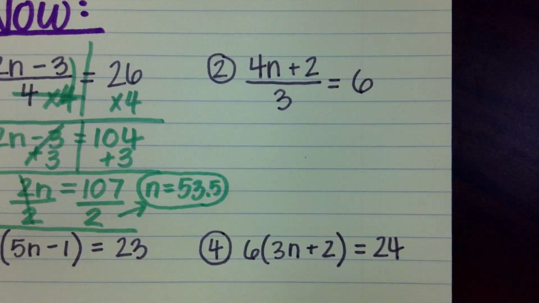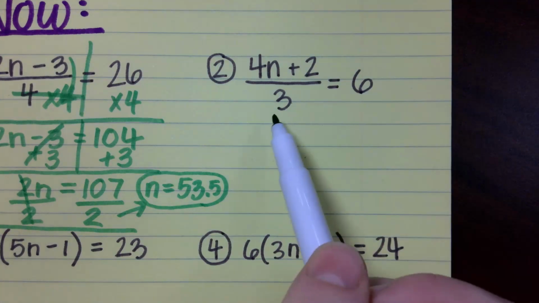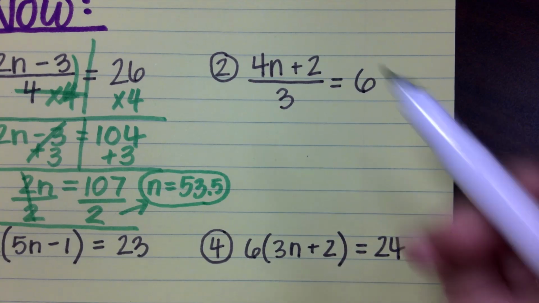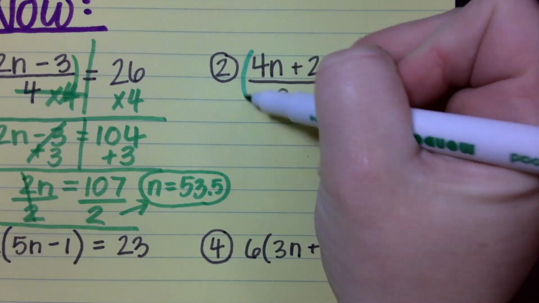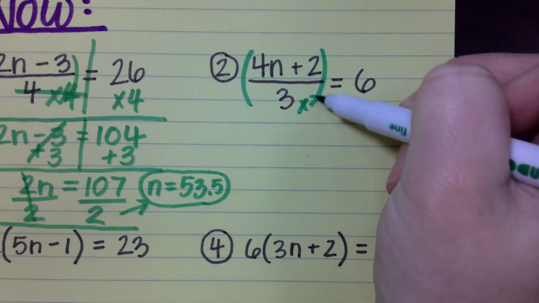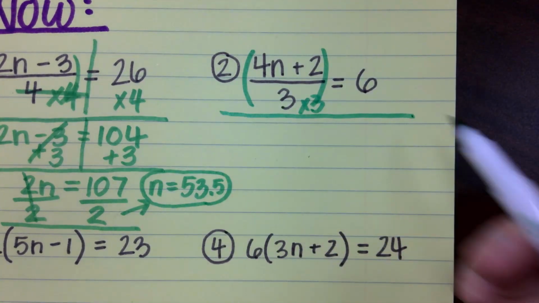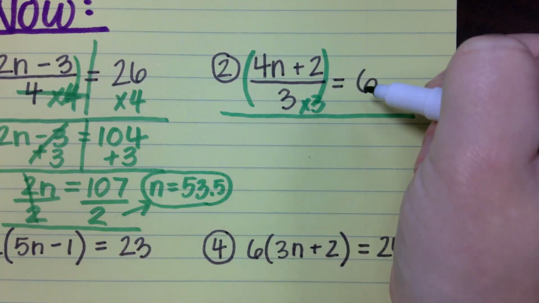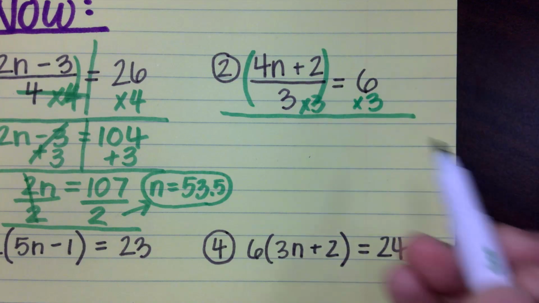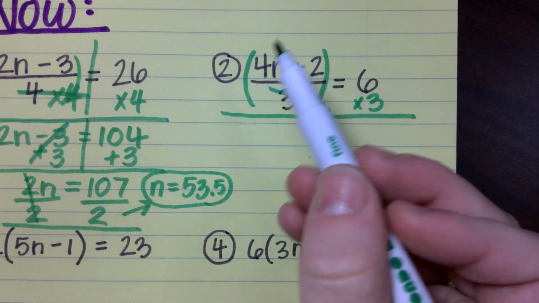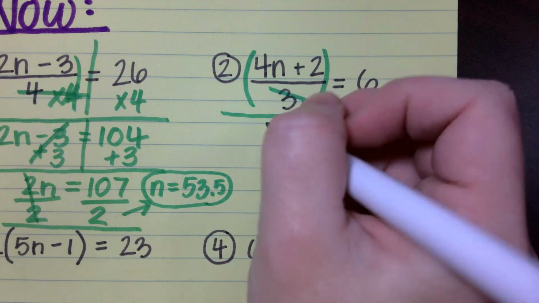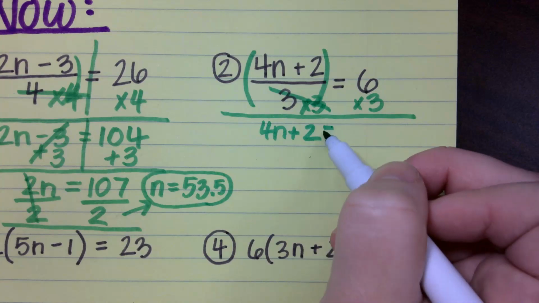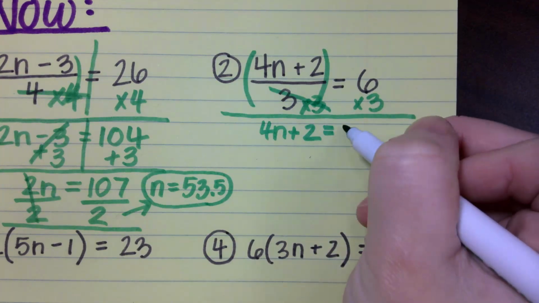We have 4 times n plus 2, all of that divided by 3, is equal to 6. What do we do first? Multiply by 3. Yes, we want to get rid of this division problem, so we are going to multiply the whole side by 3. And what else are we going to do? Multiply by 3. Yes, we got to do the same thing on both sides for every step. So my 3's cancel out. I'm left with 4n plus 2 on this side equals, and what's 6 times 3? You said 18? Yes. Perfect.